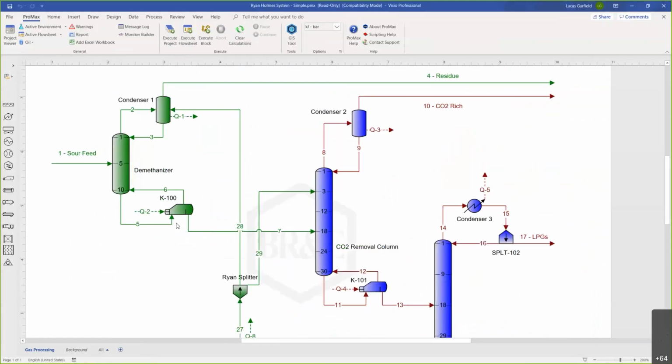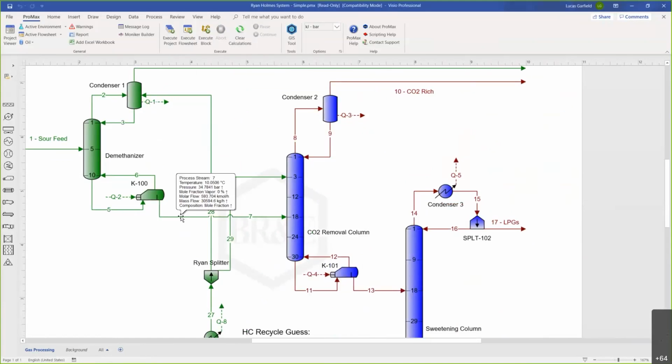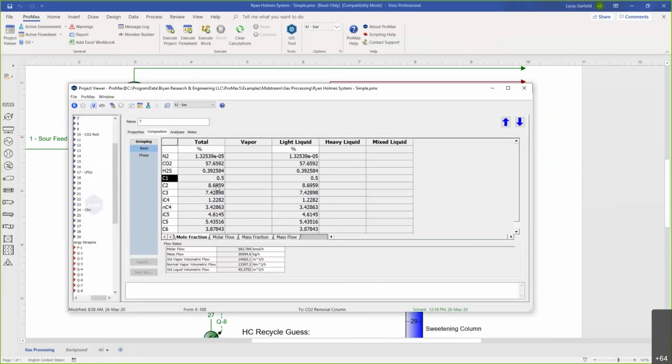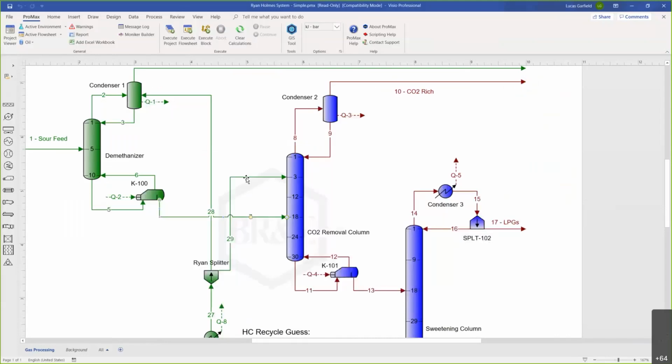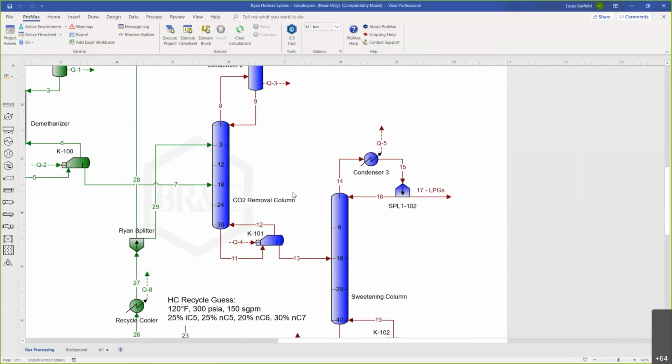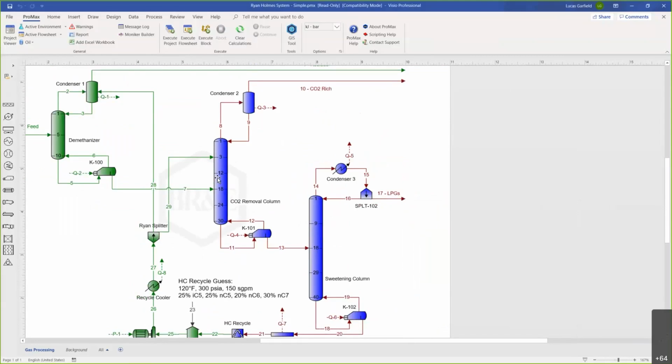But now what we want to do is take this bottom stream. If I look, I still don't have pure CO2. I've got 60% CO2, but I've got all of these other species as well. So now I need to separate the CO2 from the rest of these other species. So that's just done in another column.